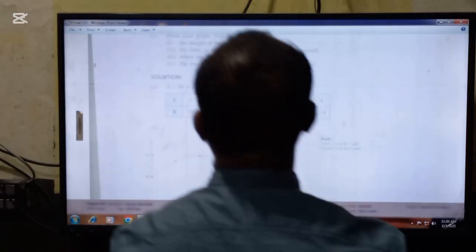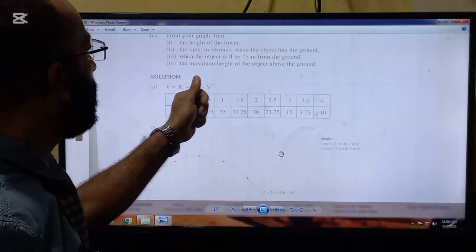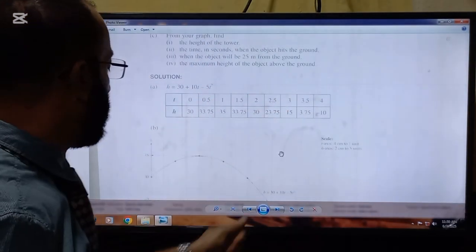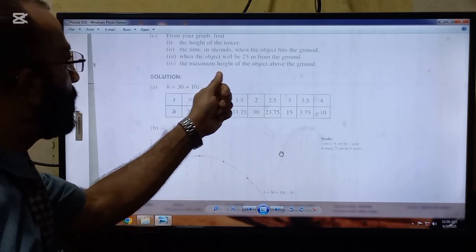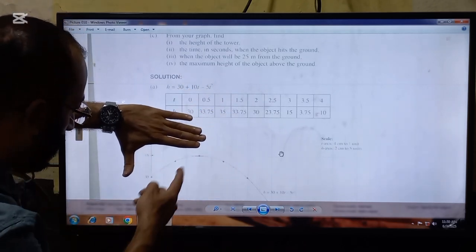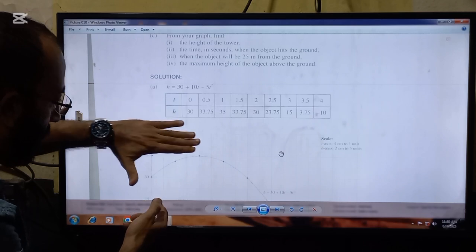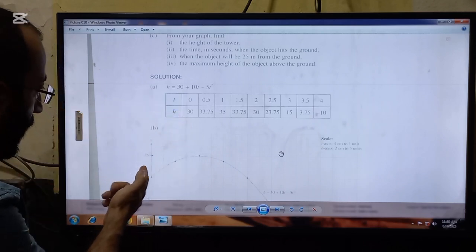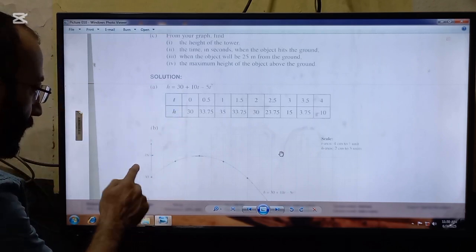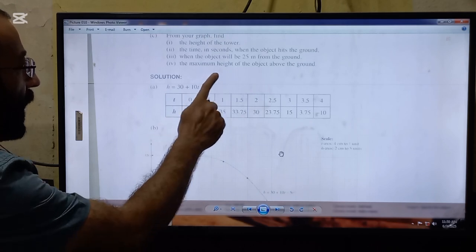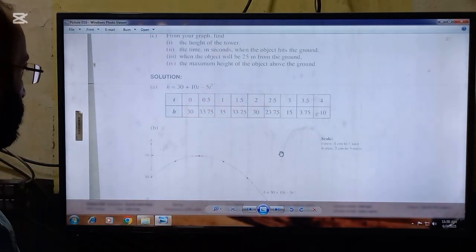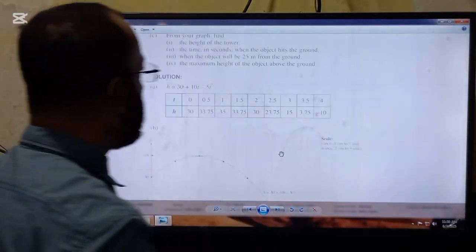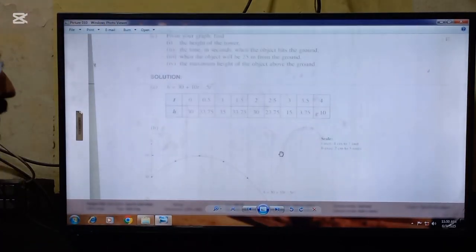The next requirement is the maximum height of the object above the ground. So this is the maximum point and the maximum height is required. So we will use our scale and intersect the y-axis with the help of the scale. So this is the maximum height of the object above the ground. So this is the question, students.